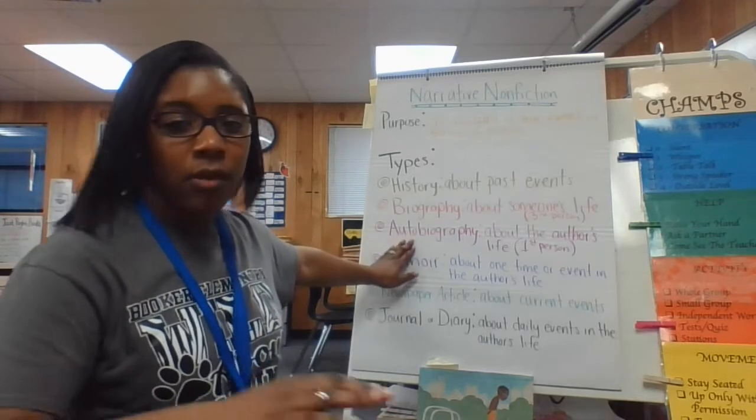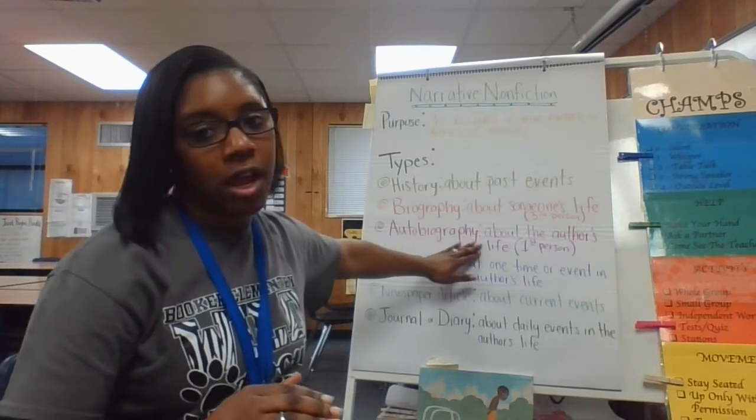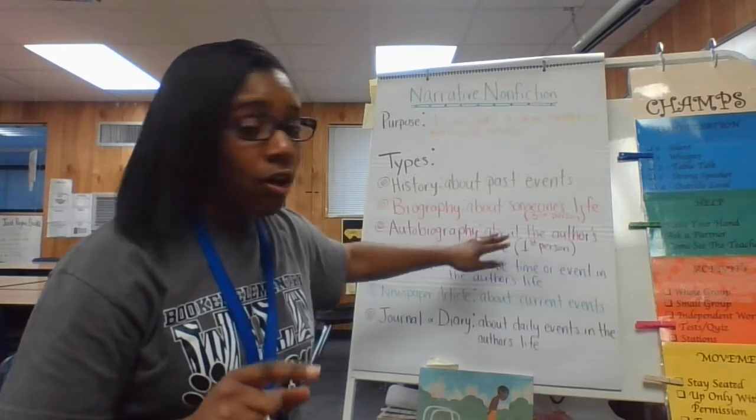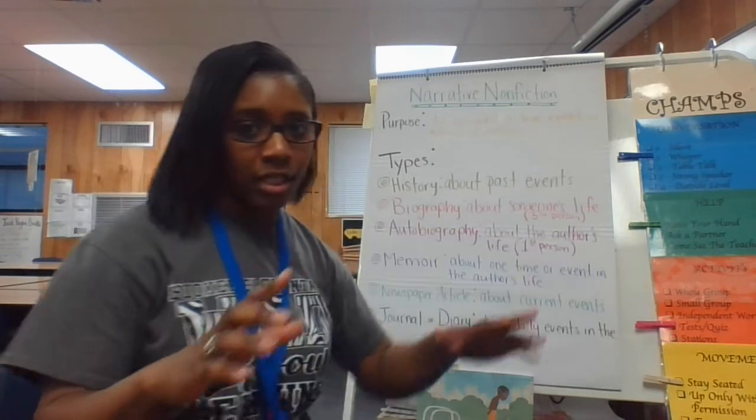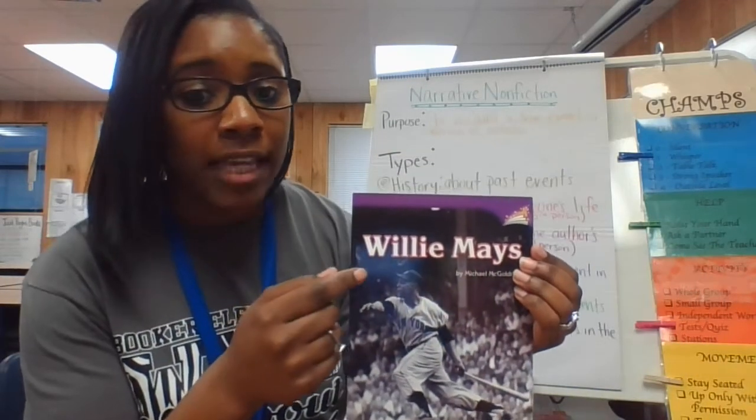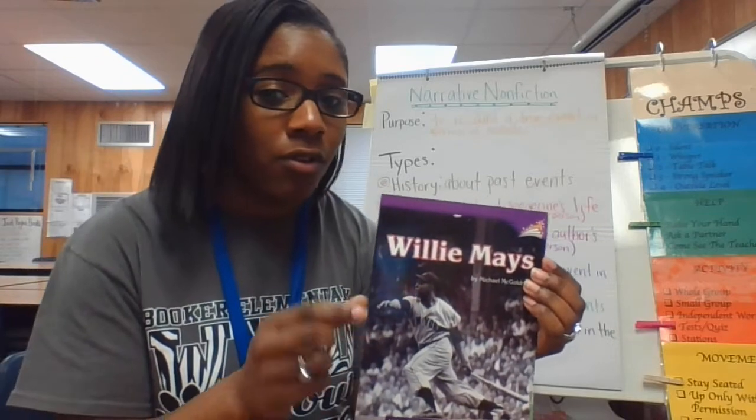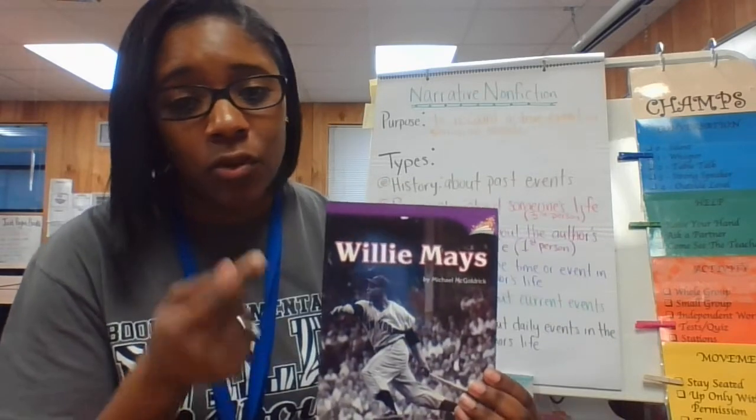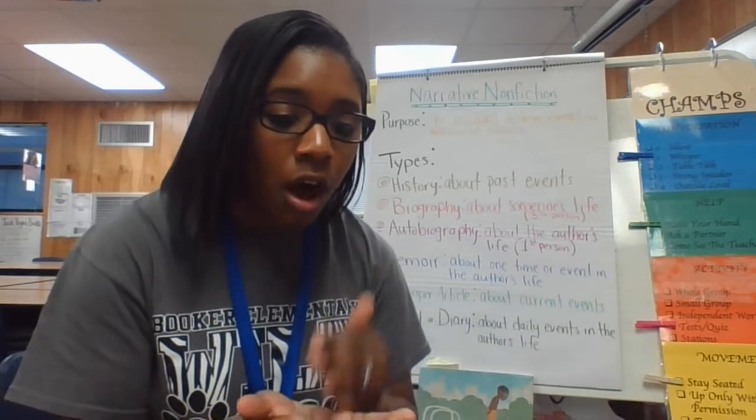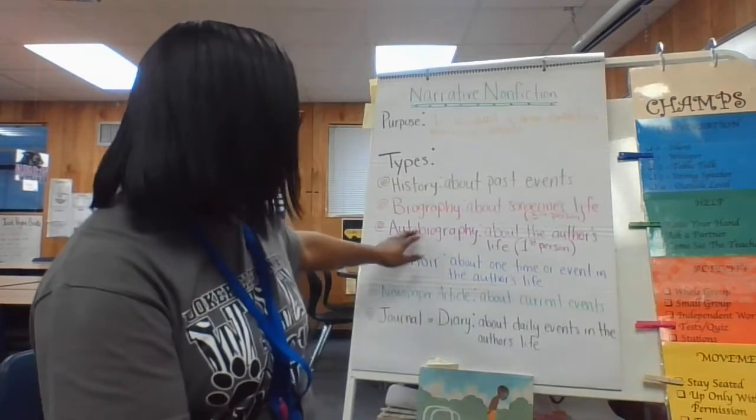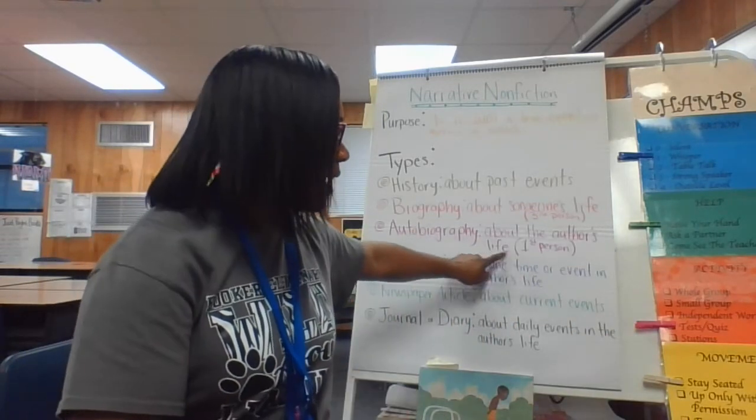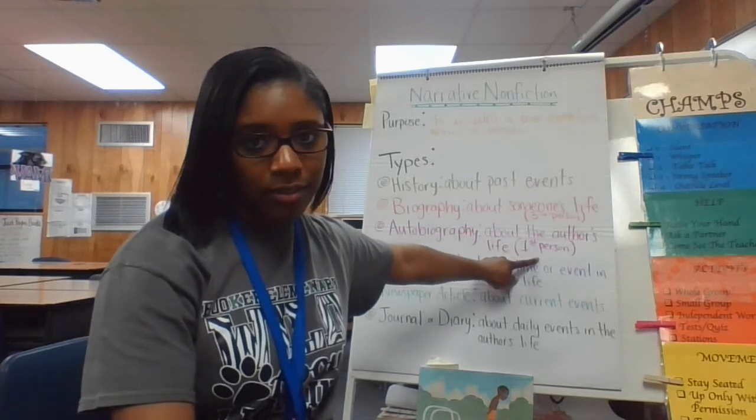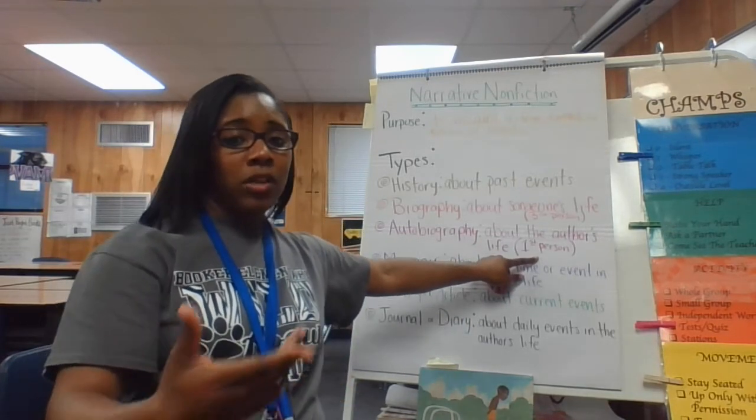Another thing I really want us to focus on is autobiographies. An autobiography is about the author's life. That means that if Willie Mays wrote this book, he's considered the author, so it wouldn't be a biography anymore, it would be an autobiography. So the autobiography is when the author writes about themselves. And if the author writes about themselves, that's considered first person. And we're going to talk about that more a little later.